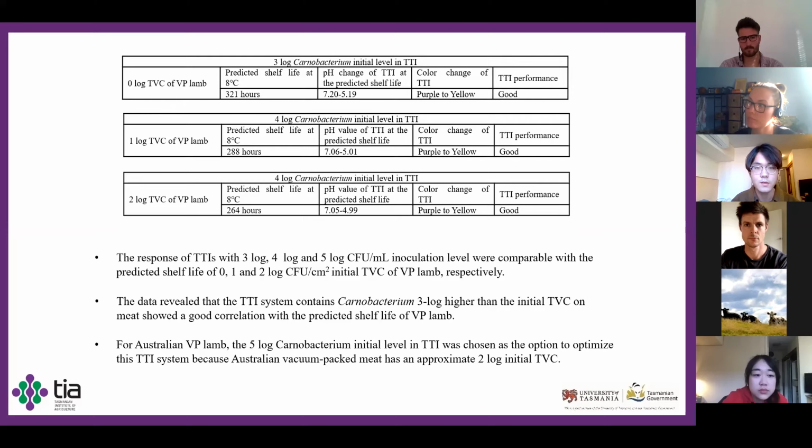But in the context of Australian red meat, we know the initial microbial level of meat is approximately 2 log. So we just choose a 5 log Carnobacterium initial level in TTI to optimize this TTI system.